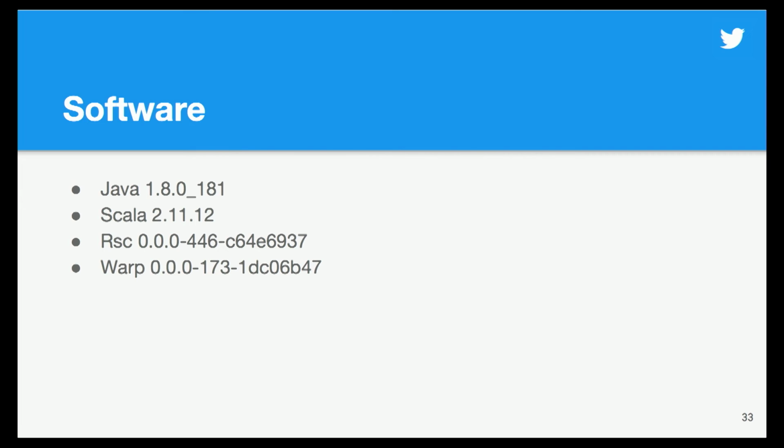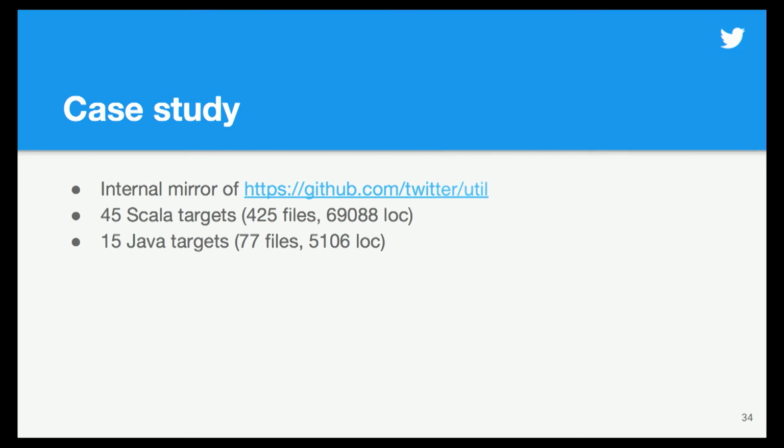All it does, it just calls RSC and ScalaC in the right order. So this thing, again, shows the upper bound of performance that we can achieve. Now, speaking of the case study, we took a real-world project, which actually uses a lot of advanced Scala features. There's something called Twitter util.